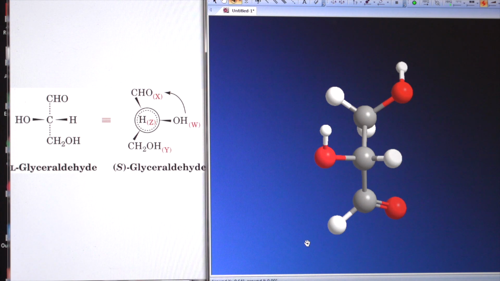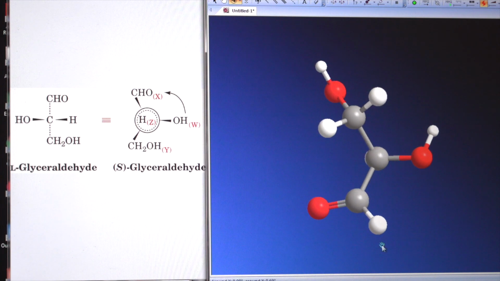And so we go ahead and rotate this molecule so that we tuck that hydrogen behind there, right? And now we do the same thing. We know that the hydroxyl takes the W position because the oxygen group is higher priority than either carbon. And just like we did before, the carbonyl group has a higher priority over the CH2OH.